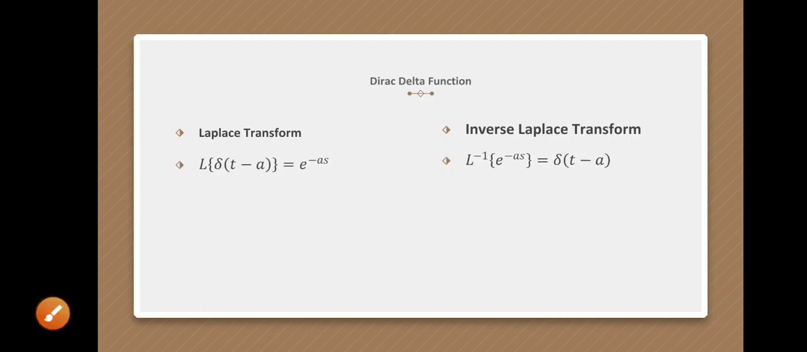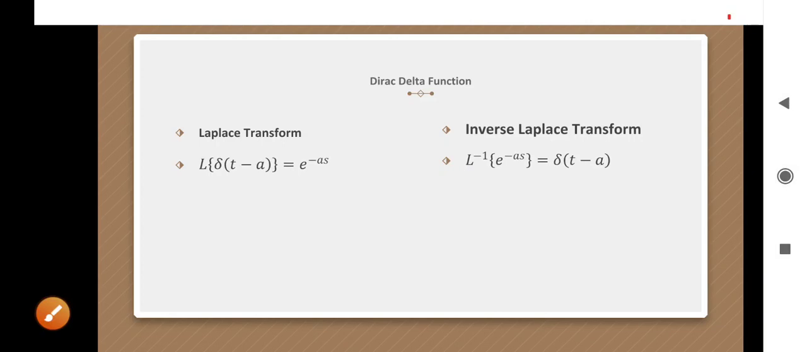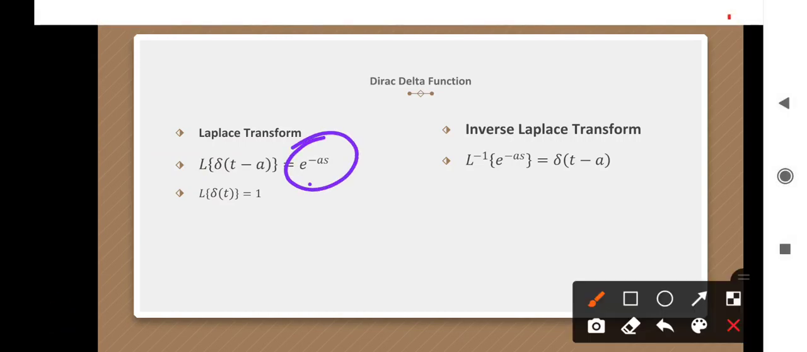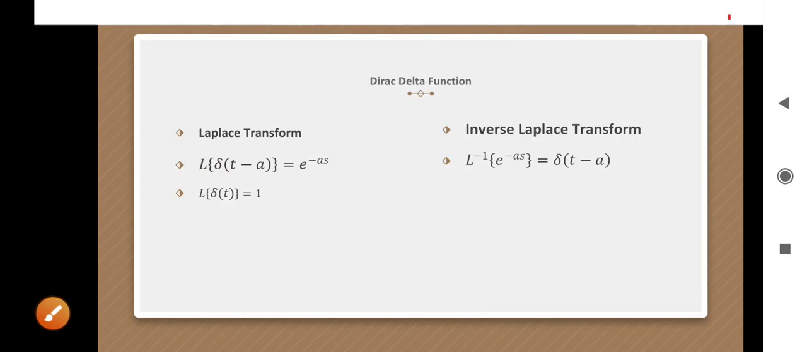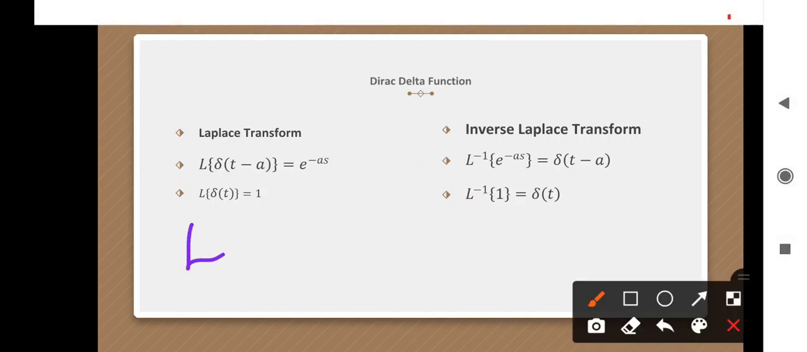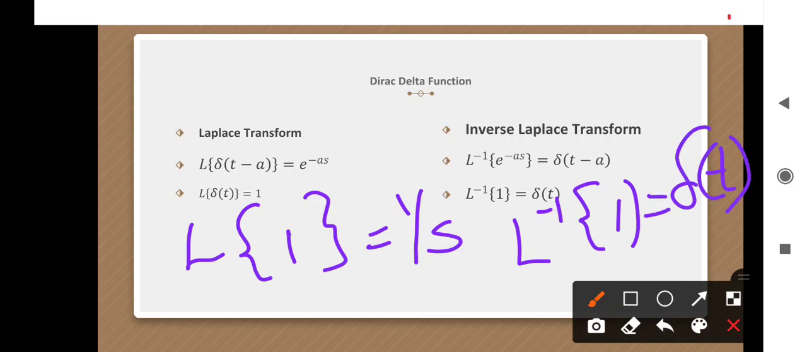Now if in this result a is equal to 0, then we get the next result as L of delta of t is equal to 1, as e raised to 0 is nothing but 1. So the corresponding inverse LT result is L inverse of 1 is equal to delta t. Remember, L of 1 is 1 upon s, but L inverse of 1 is equal to delta of t.